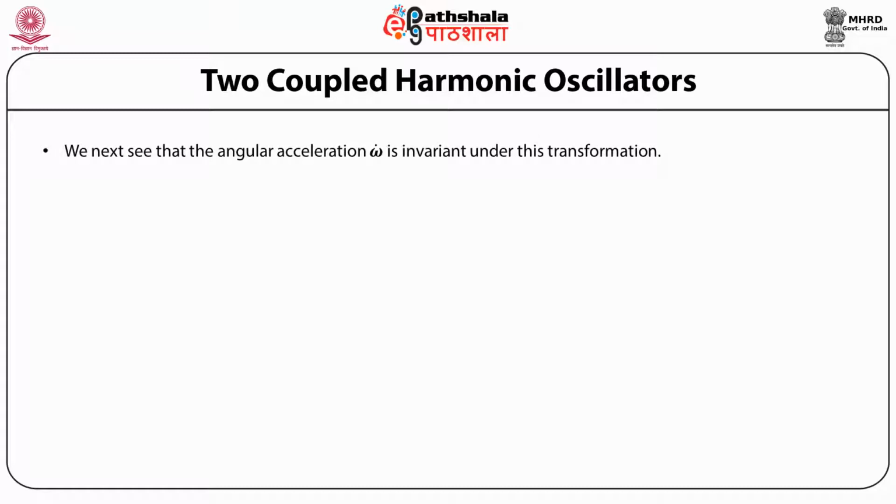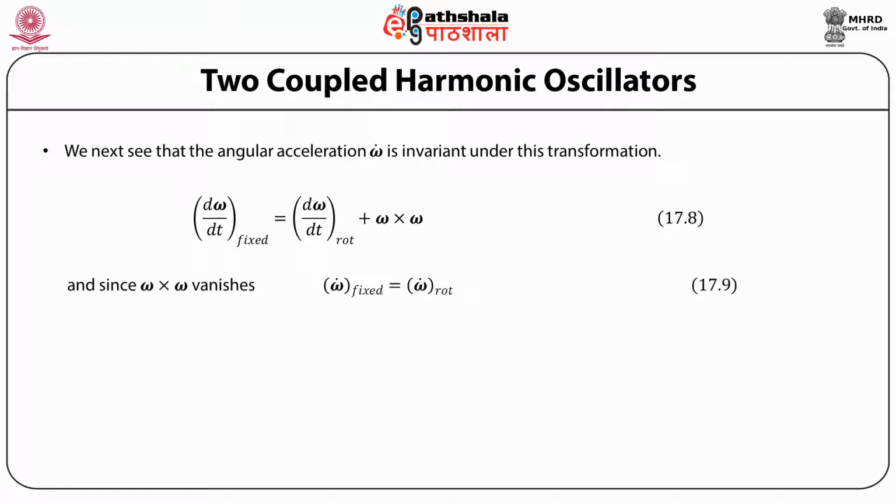We next see that the angular acceleration omega dot is invariant under this transformation. Now, the rate of change of omega with time, thus d omega by dt in the fixed frame, is d omega by dt in the rotating frame plus omega cross omega, where omega is a vector. And since omega cross omega vanishes, omega dot in the fixed frame is the same as omega dot in the rotating frame.